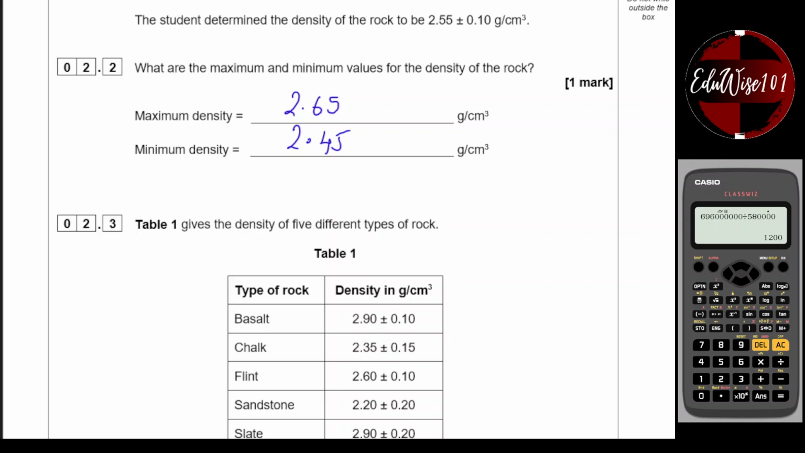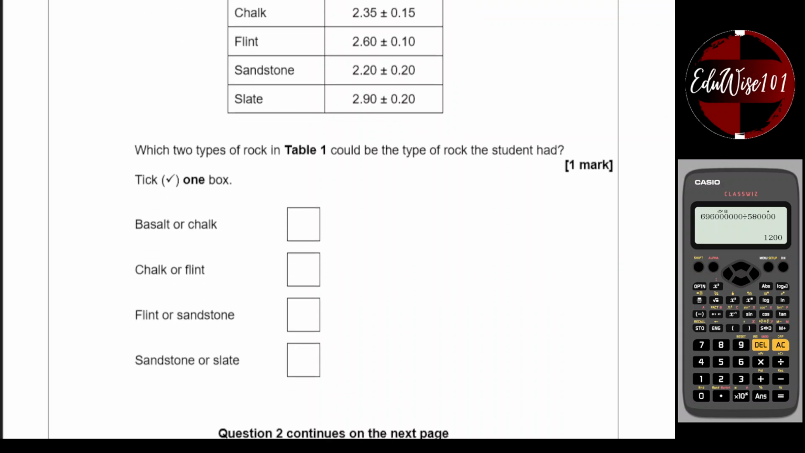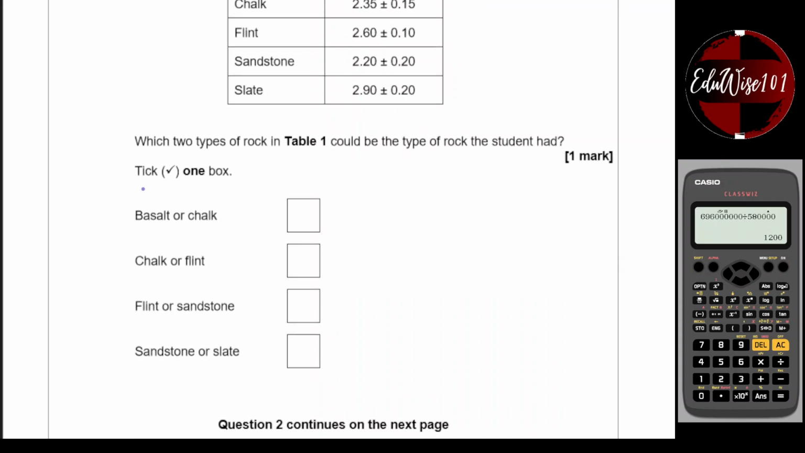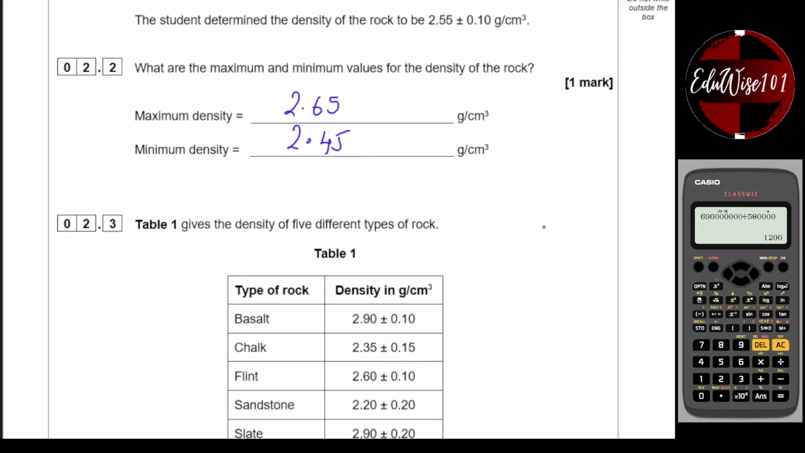2.3, the table 1 gives the density of 5 different types of rocks. Which type of rock in table 1 could be the type of rock the student had? So you have got 4 options, tick 1 box. Now, using the maximum and minimum value, basalt falls out of that range.